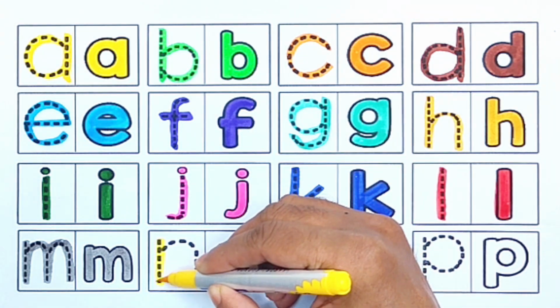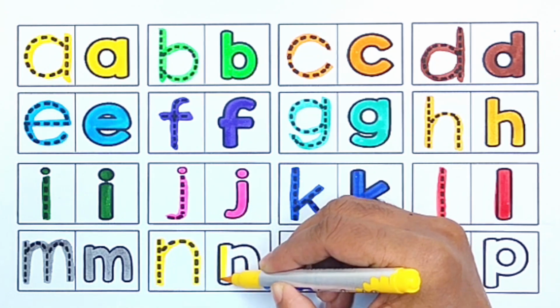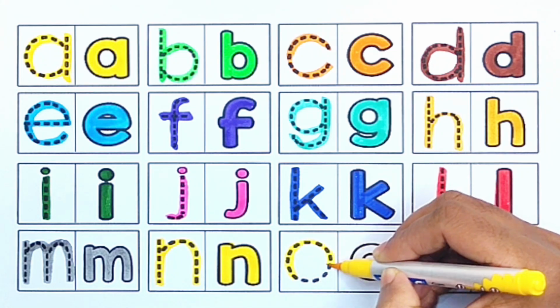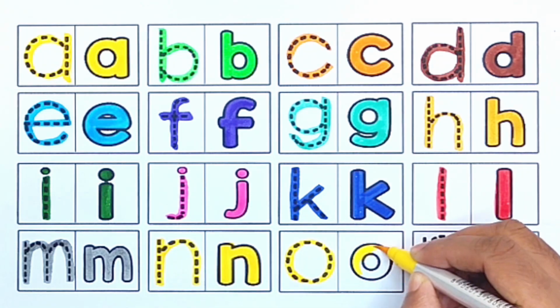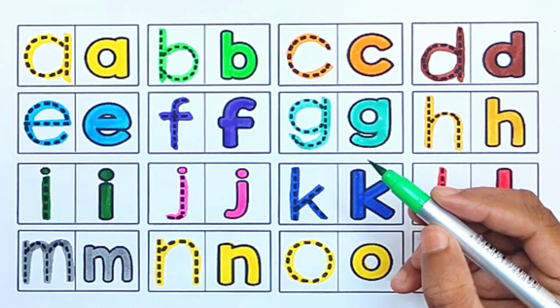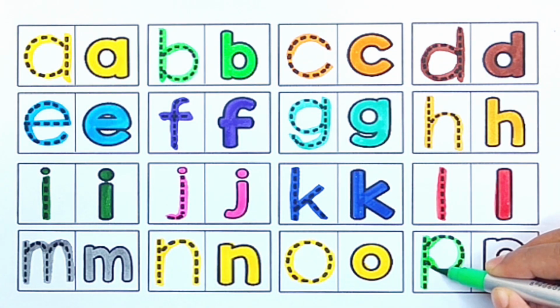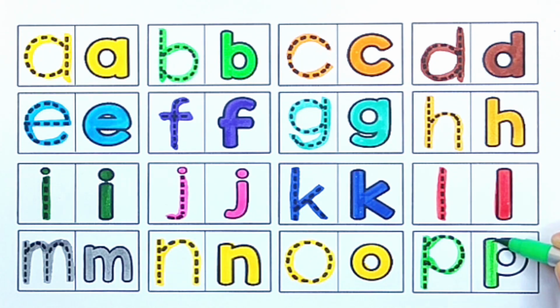Yellow color. N for noodles. O for onion. Light green color. P for pineapple. P for pencil.